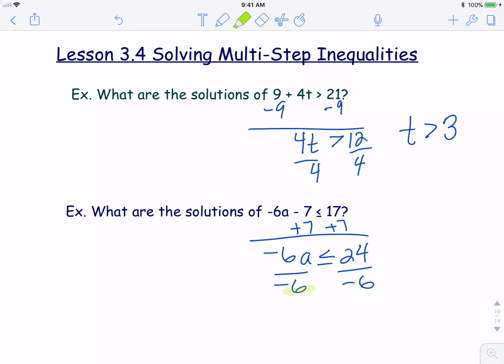Remember, when I am multiplying or dividing by a negative number on both sides of my inequality sign, I need to make sure that I flip that inequality sign. So my final answer is a is greater than or equal to negative 4, because I had to flip this inequality sign from here.